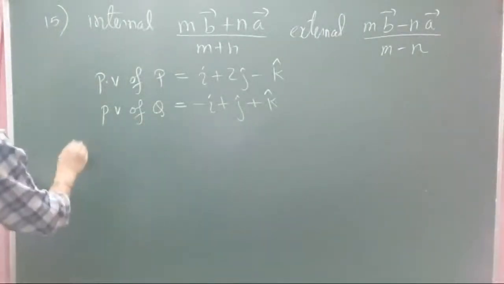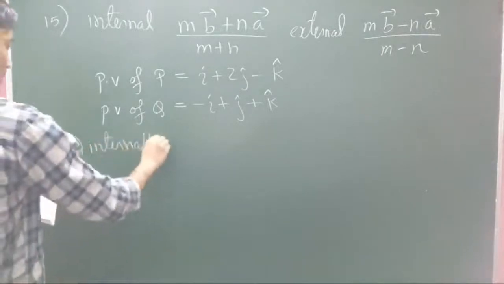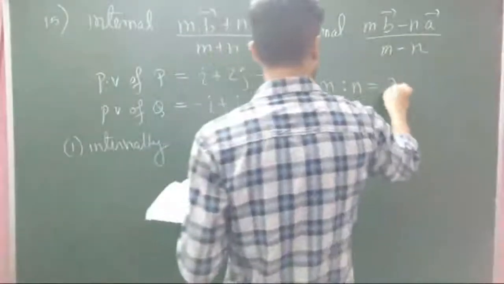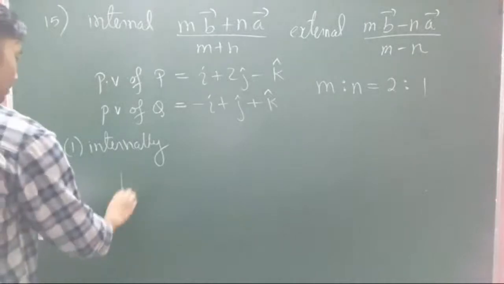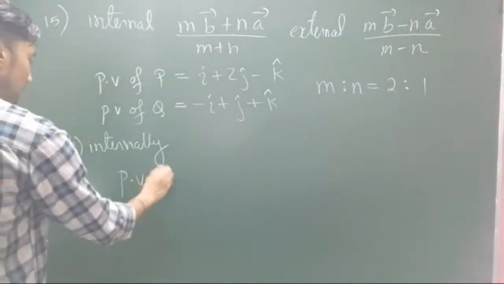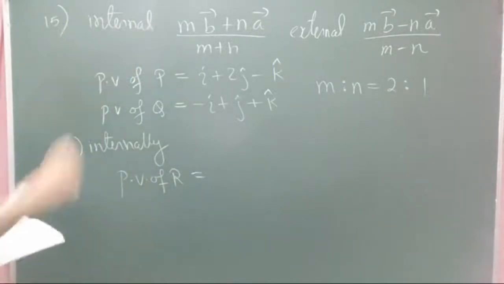So number one, that is for internal division. The ratio is also given as m is to n. The ratio is given as 2:1. Now the question is, find the position vector of the point R which divides the line joining the 2 points P and Q. So directly you can write down the position vector of the point R for internal division. Already given, we are going to use this concept.